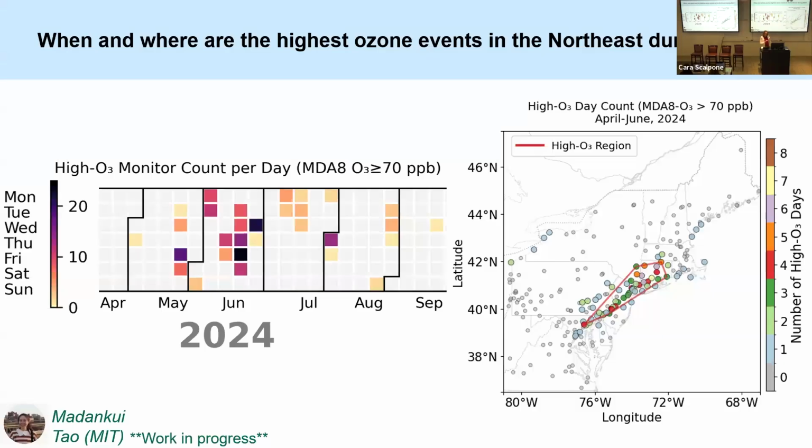And so you're looking at just a calendar for 2024 for kind of the ozone season here. And you see that most of the early season events were happening late May and June. And the region that is of interest here where the high ozone is happening, and this is just a count of the number of high ozone days at each of the state and local monitors from April to June, you see that kind of eastern seaboard region light up there.